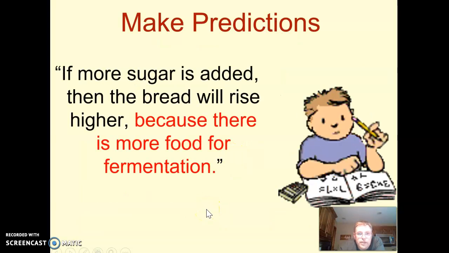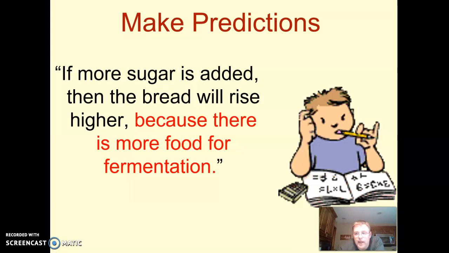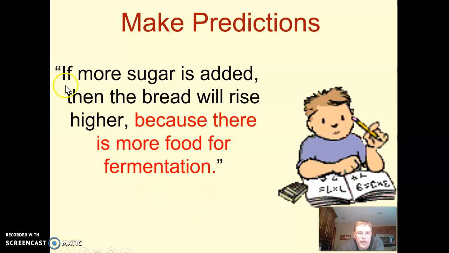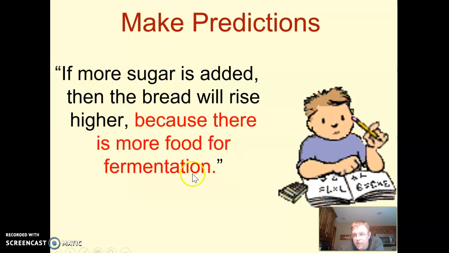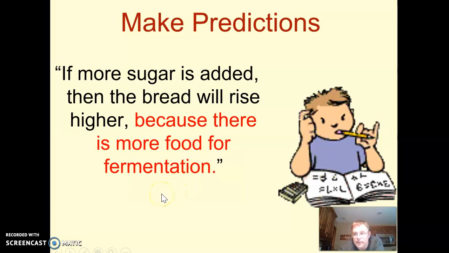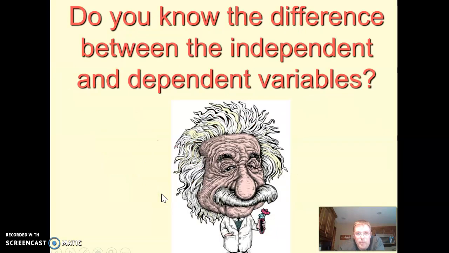Okay, so a little prediction here, kind of going along with the hypothesis. So if-then, right: if more sugar is added, then the bread will rise higher because there is more food for fermentation. More food for the yeast means more carbon dioxide, bigger bubbles, bigger bread.